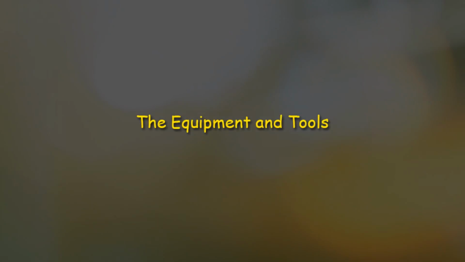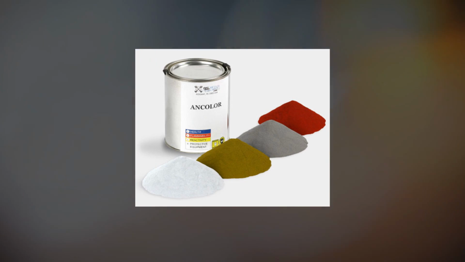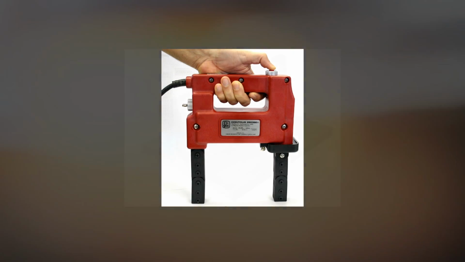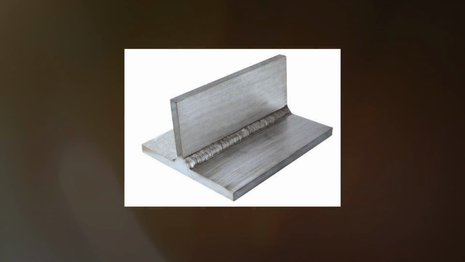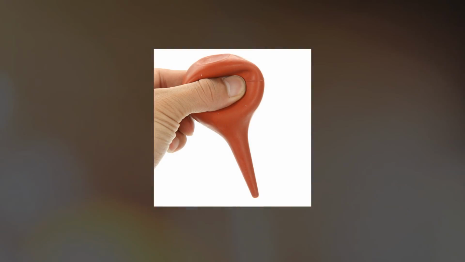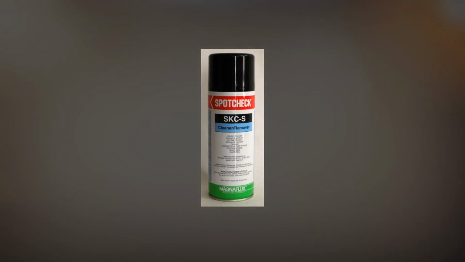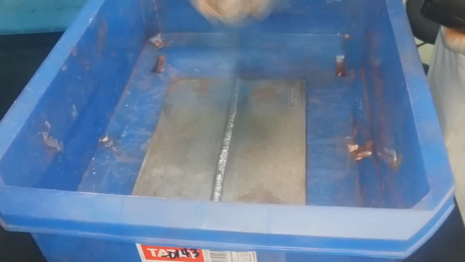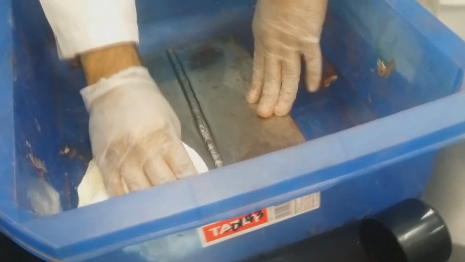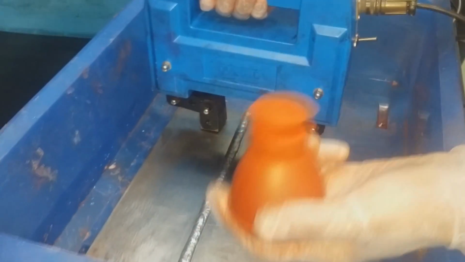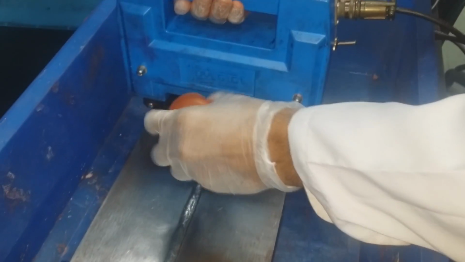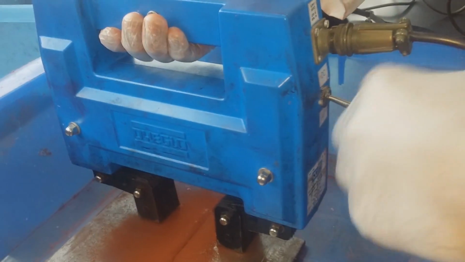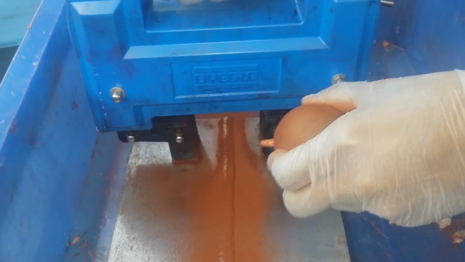The equipment and tools are magnetic dry powder, AC yoke, flawed specimen as test sample, powder bulb and blower, aerosol solvent cleaner, safety gear. The procedure is: clean the surface to be examined with the cleaner, place the yoke on the weld, apply the magnetic dry powder to the inspection area, gently remove excess particles. Observe the inspection area during this process to witness indication formation.